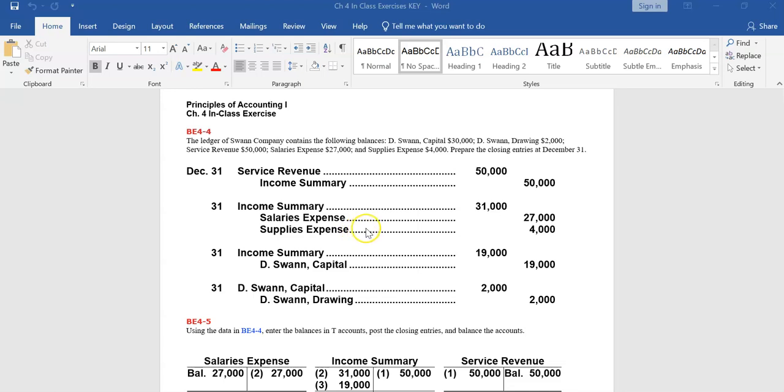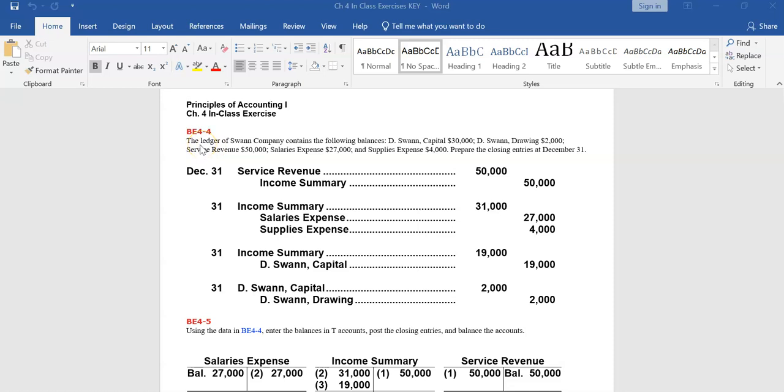Working through some chapter 4 sample problems here. This chapter looks at the very last step in the accounting cycle. After financial statements are prepared, we want to prepare the general ledger to start recording transactions of the new accounting period. That means we need to close out the temporary accounts.